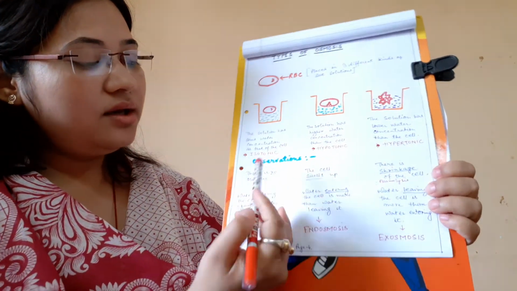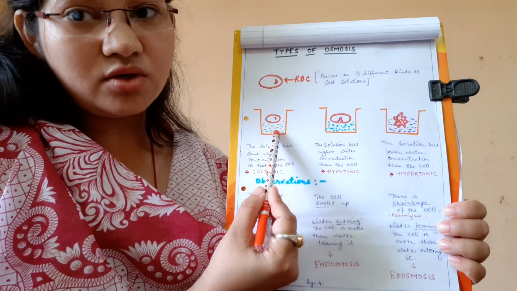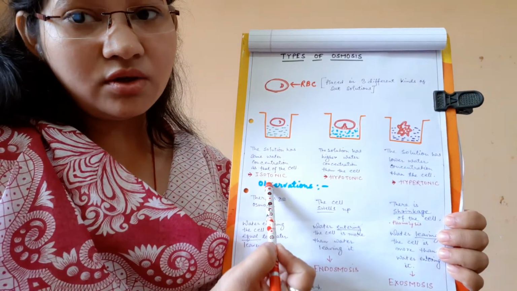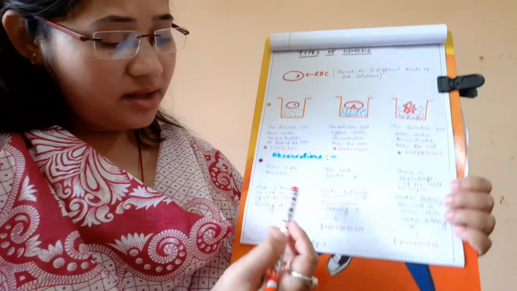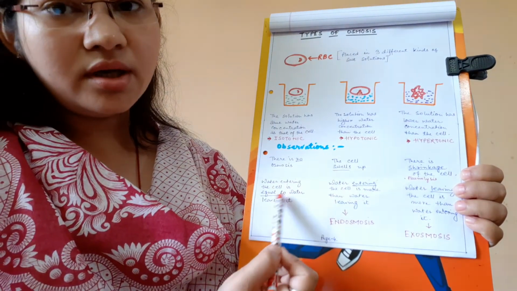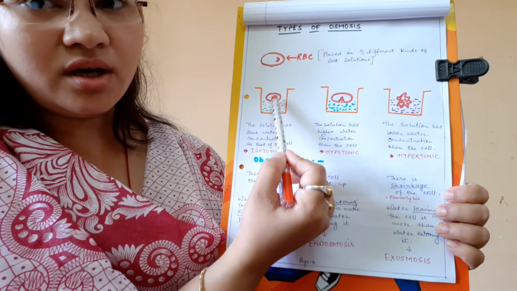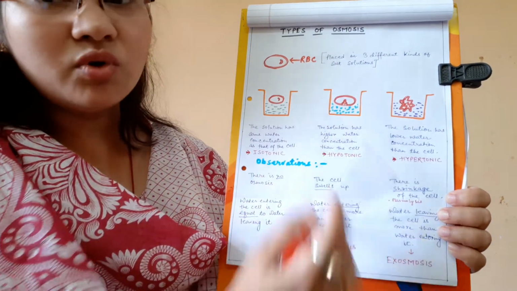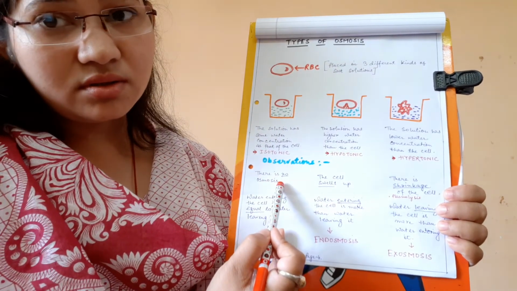Now, in case of isotonic solution, when the RBC or any cell or any living tissue is kept in isotonic solution, there is no osmosis. That means water entering the cell is equal to water leaving the cell. So the net movement of water across this membrane is more or less equal. So there is no osmosis.